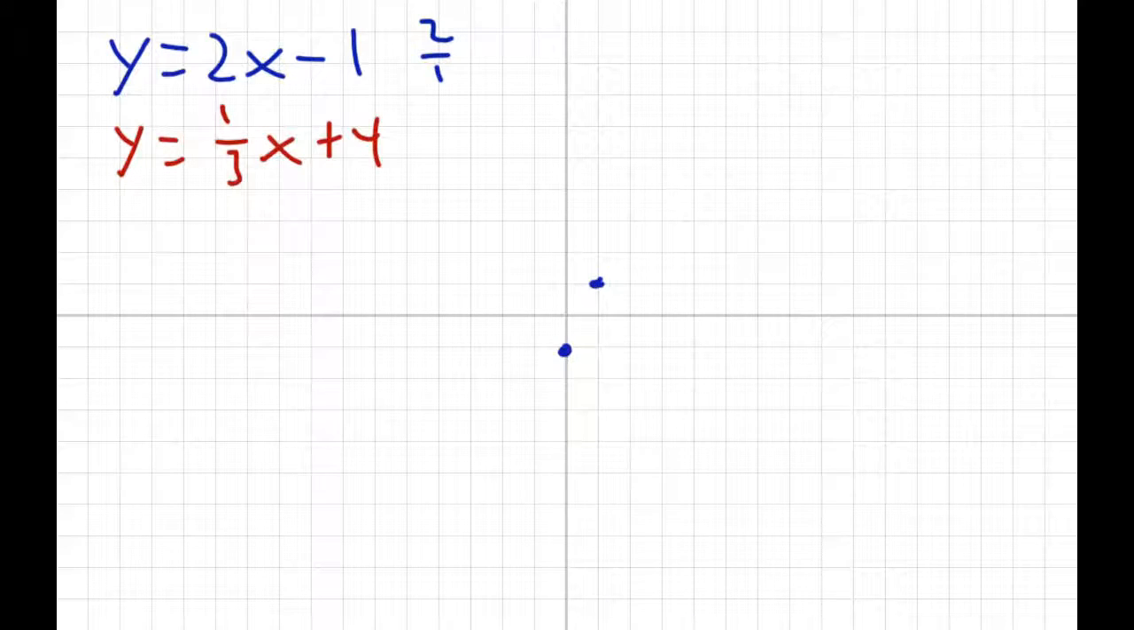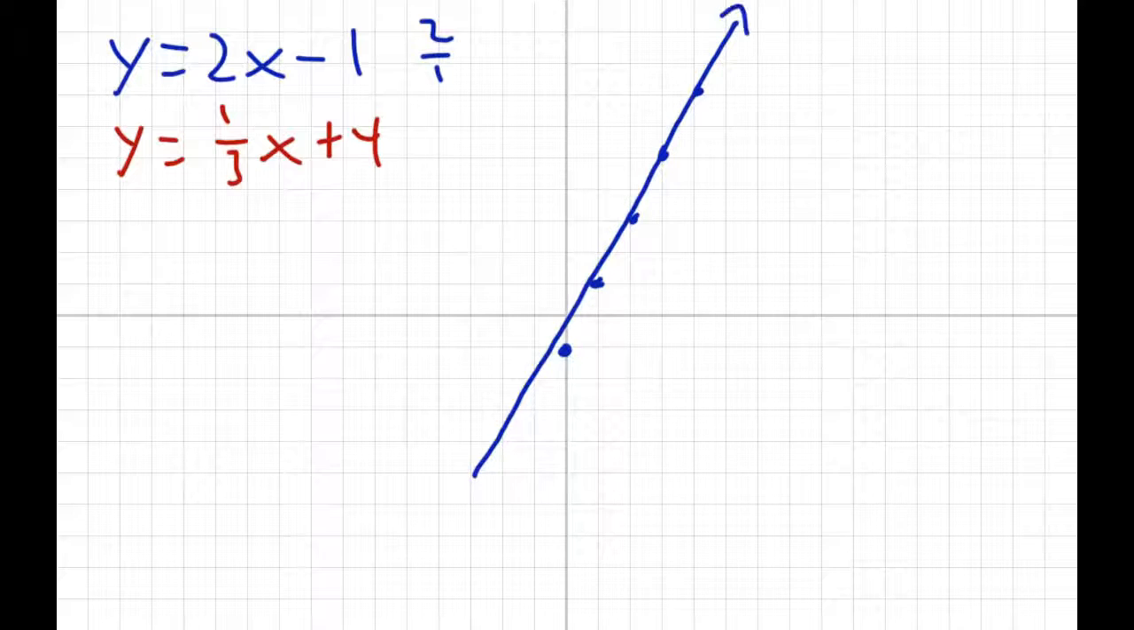I'm going to rise up 2 again, run 1. And you'll see we want to get several points. Only doing 2 or even 3 points sometimes isn't enough because it's real hard to see at what point they intersect. So I'm going to rise up 2, run 1 again, rise up 2, run 1. Alright, and I'm going to draw my line. Arrows, because this is a line.